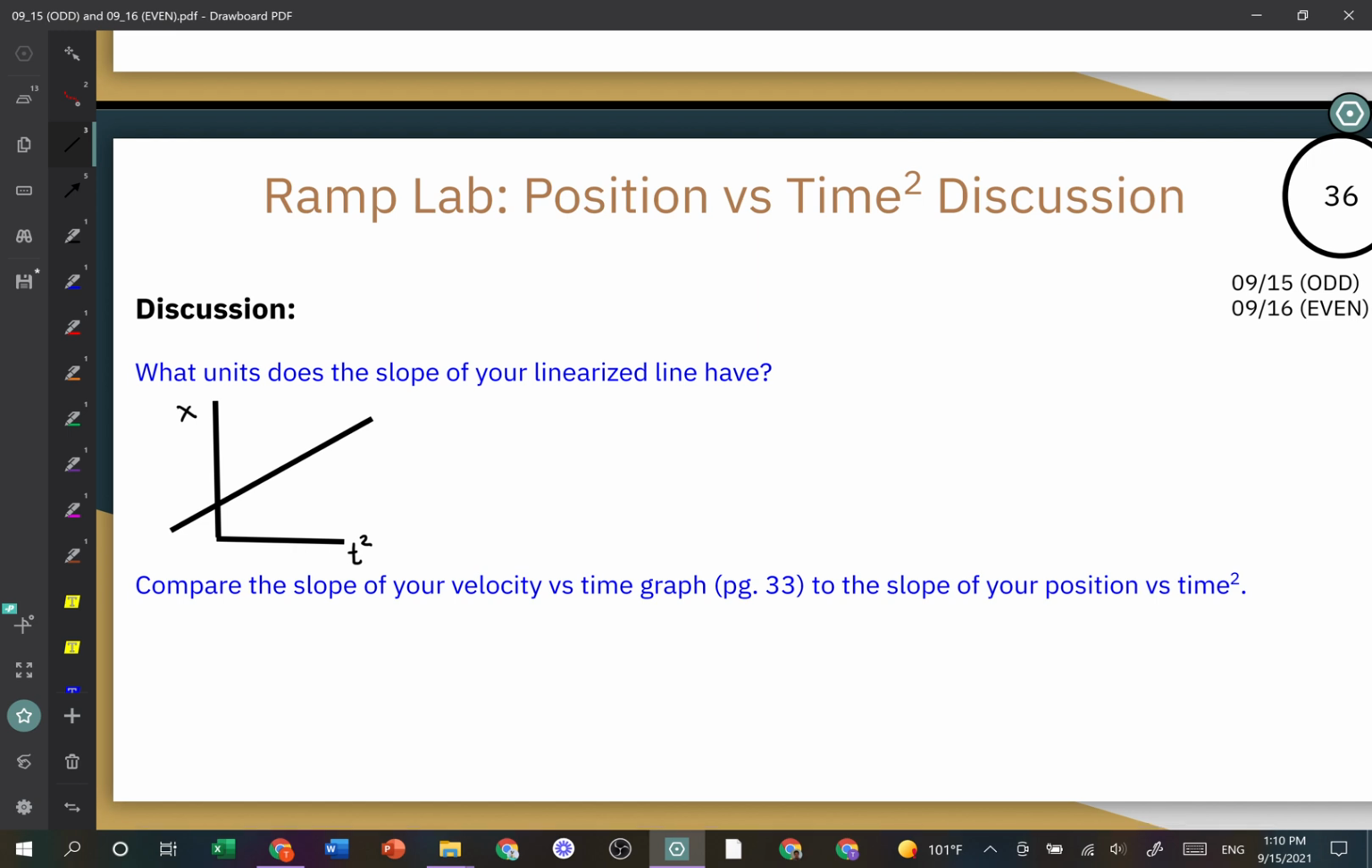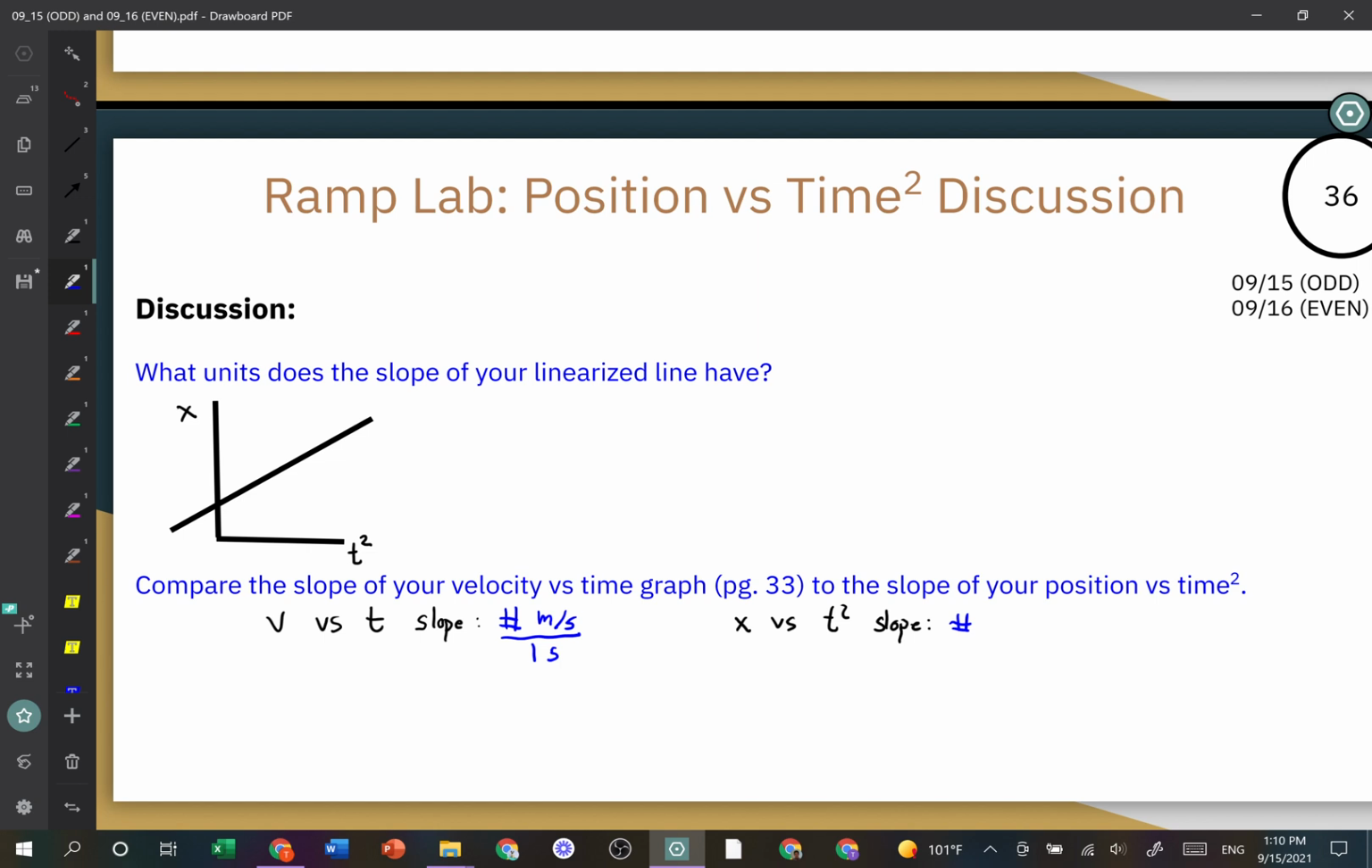Then what I'm going to ask you to do is to compare the slope of your velocity versus time graph. That should be on page 33 in our lab notebook. It's going to be some number of meters per second every 1 second. I would like you to compare that against the slope of your position versus the square of time graph that you would have just calculated on page 35. That will be some number of your units that you would have from your previous discussion question.